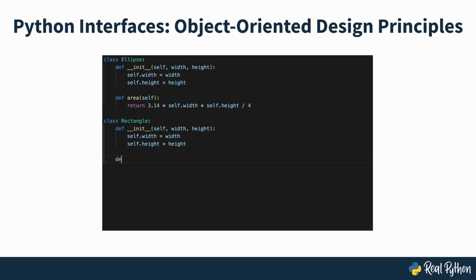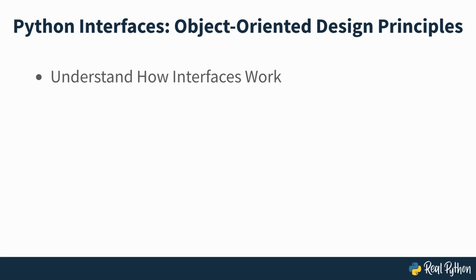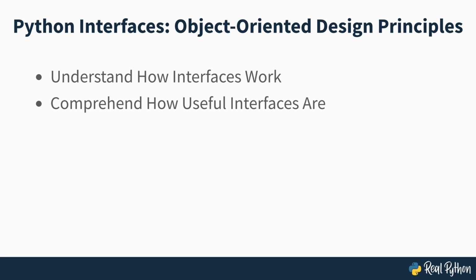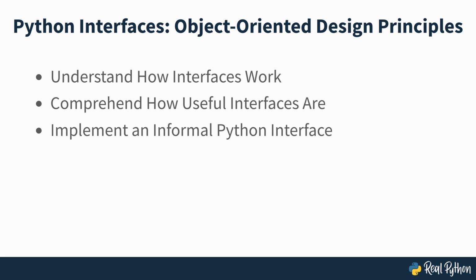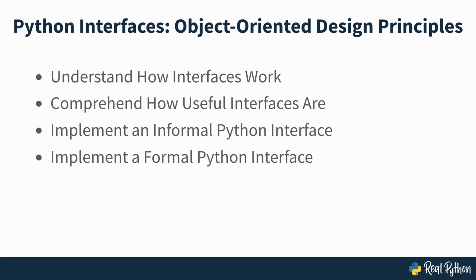More often than not, you wind up having classes that look very similar but are unrelated, which can lead to confusion. Here, you'll see how you can use a Python interface to help determine what class you should use to tackle the current problem. In this course, you'll understand how interfaces work and the caveats of Python interface creation, comprehend how useful interfaces are in a dynamic language such as Python, implement an informal Python interface, and implement a formal Python interface using Python's ABC class.